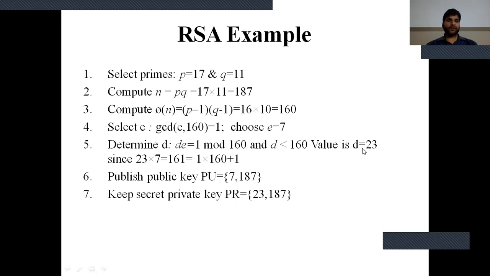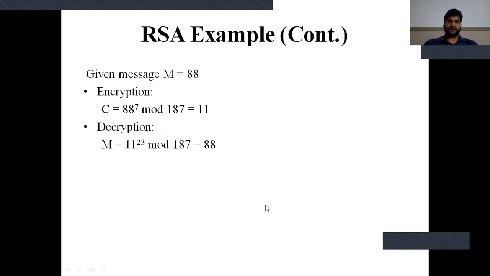The value is D equal to 23 because 23 multiplied by 7 equal to 161, which is 1 multiplied by 160 plus 1, according to the relation. So publish the key PU equal to 7 comma 187 and keep secret the private key PR equal to 23 comma 187. After calculating the encryption and decryption keys, we encrypt the plain text message, which is given as 88.